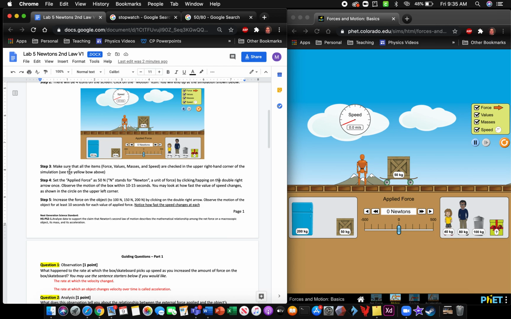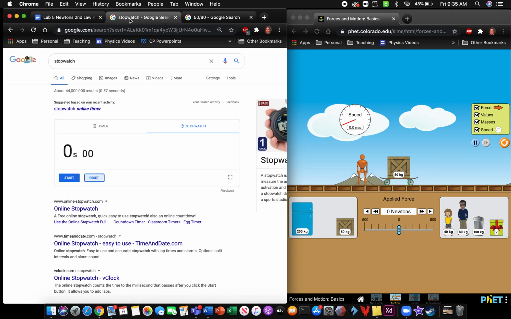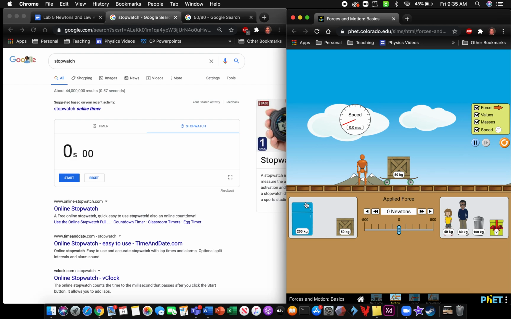Okay, so first step, we're going to apply different forces to this 50 kilogram box. All right, so we're going to start off with 50 newtons. It says observe the motion of the box for 10 to 15 seconds. We want to watch how fast the speed changes. So I have my stopwatch open, which is from Google. If you want to use your stopwatch on your cell phone, that works as well. But I'm going to press this right arrow to set our force to 50 newtons.